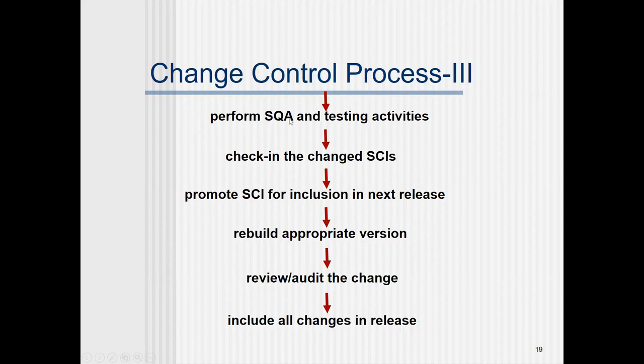Now, test is done. It's a quality change. Is it clear? The product still does not compromise anything on the quality. That will be revealed over here. Checking the changes, changed SCIs. Again, get into the changed SCIs and promote SCI for inclusion in the next release. You have done some software configuration items. You have chosen some items from the project which a change has to be done.